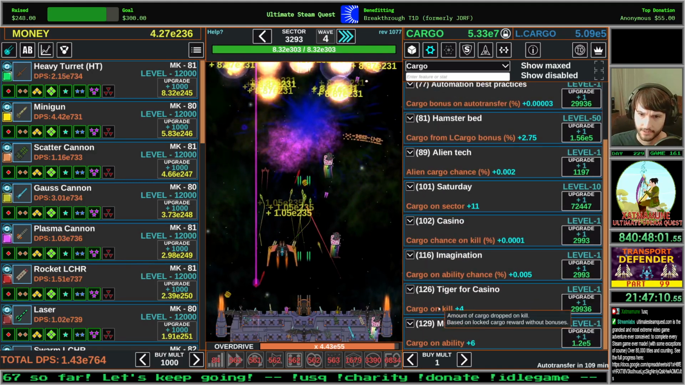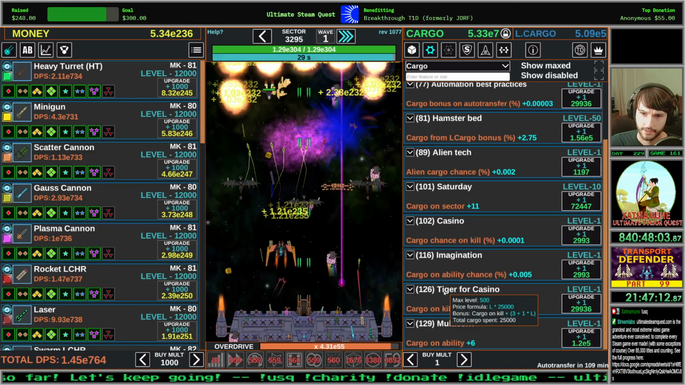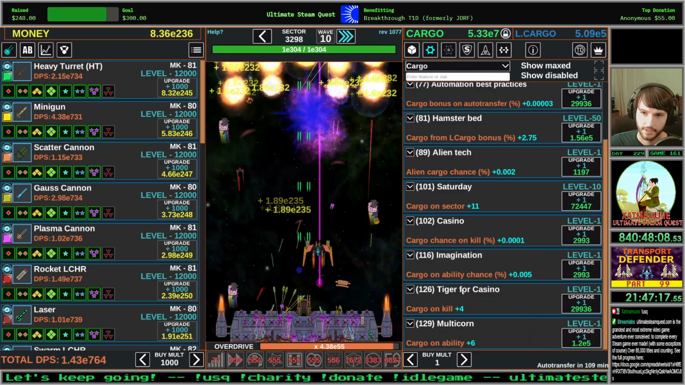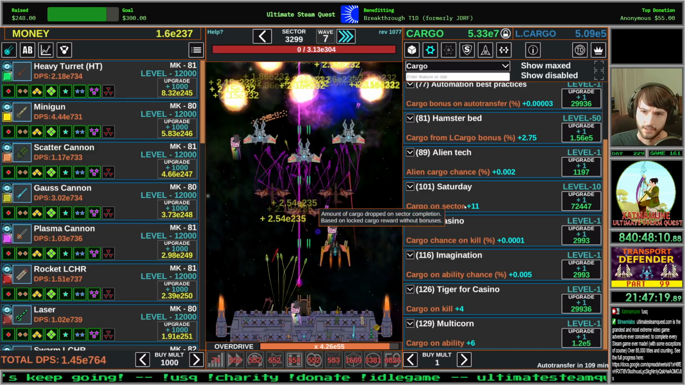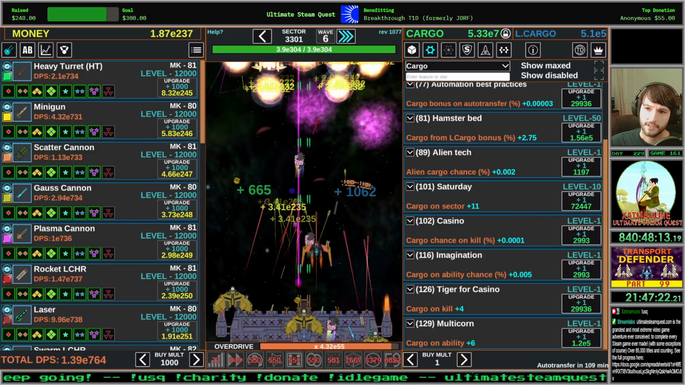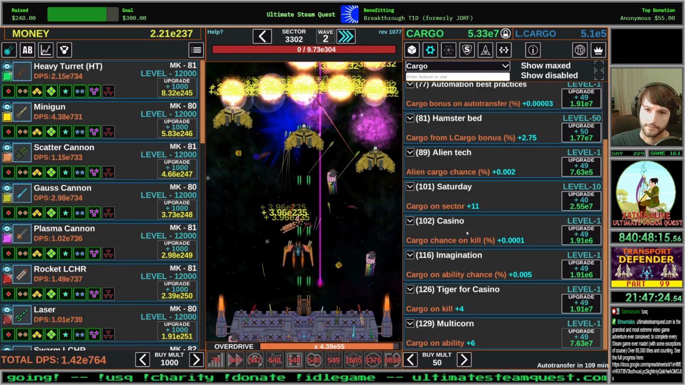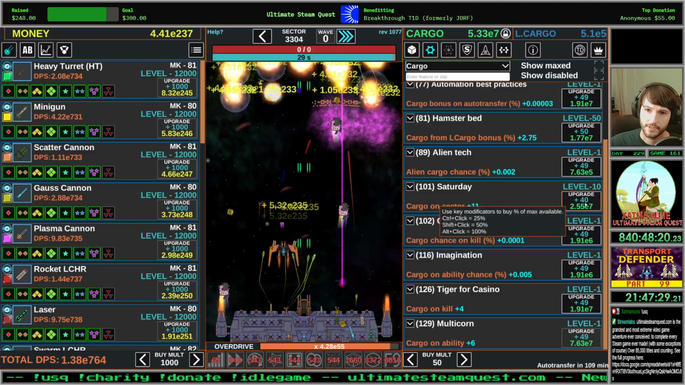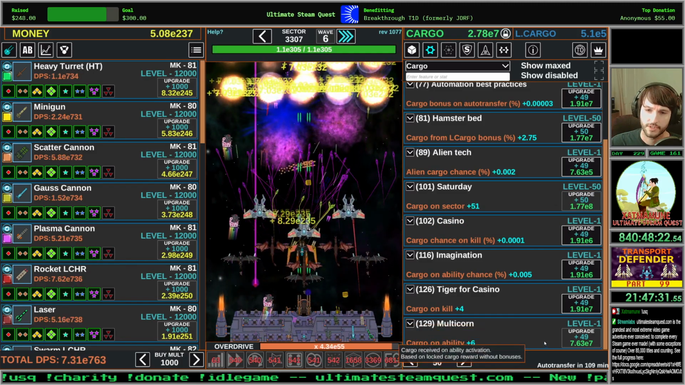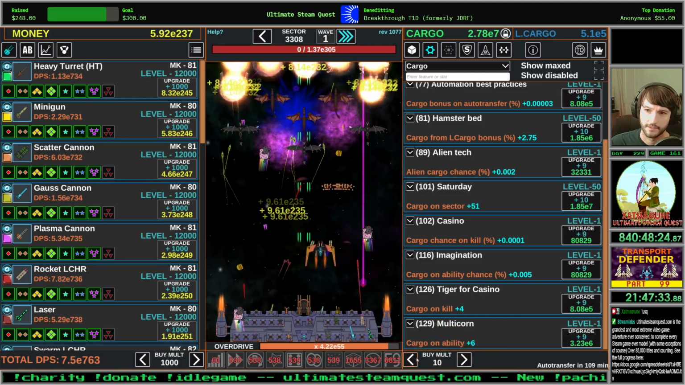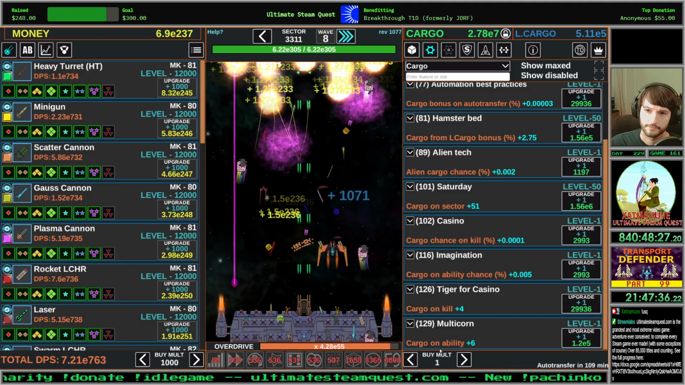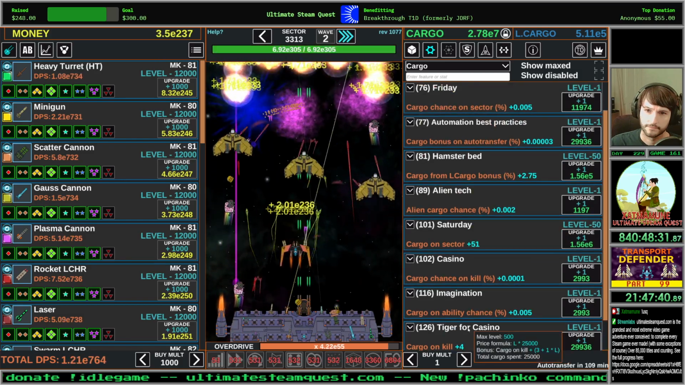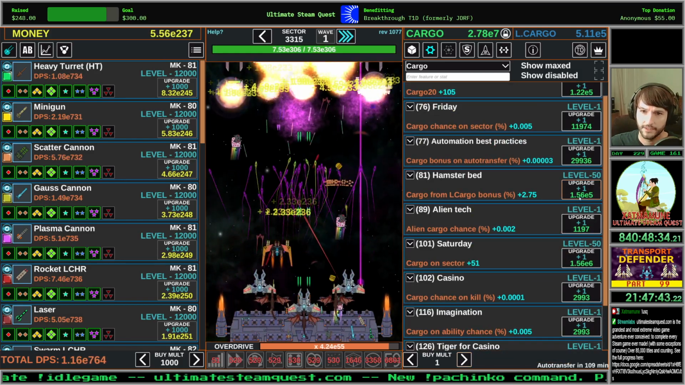I think. Cargo on kill. But that's only on the chance to kill, so that doesn't help. Those are all chance related. Now, cargo on sector, I think, is not chance related. Let's try that, yeah. Throw most of it into there, and the rest in here.